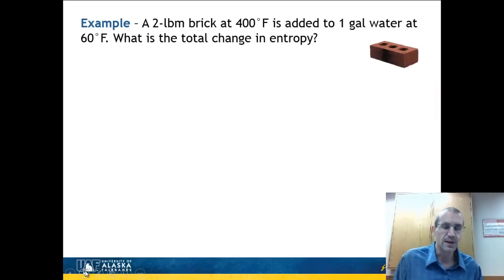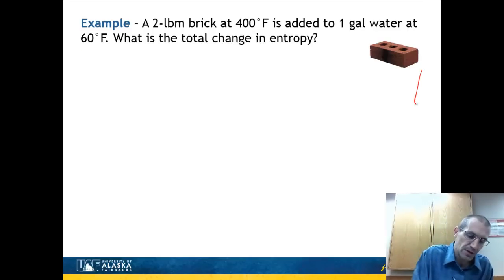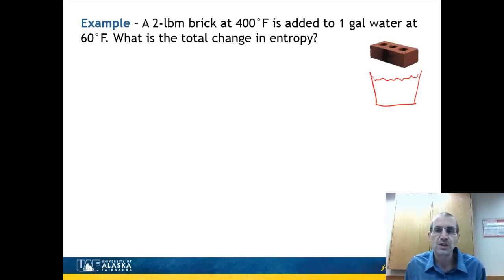Let's do another example here, a little bit more complicated, but again working with incompressible materials. I've got a 2-pound brick. It's initially at 400 degrees Fahrenheit. And I'm going to place it into a gallon of water that's initially at 60 degrees. So let's draw down our little bucket of water here. It's got 1 gallon, initially at 60 degrees. And I'm going to let them thermally equilibrate. And now I want to know what is the total change in entropy of the system.